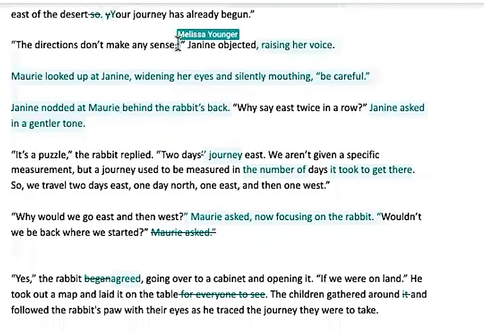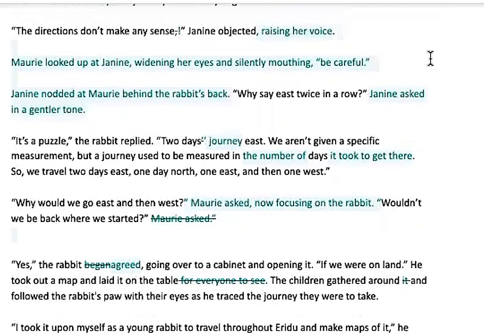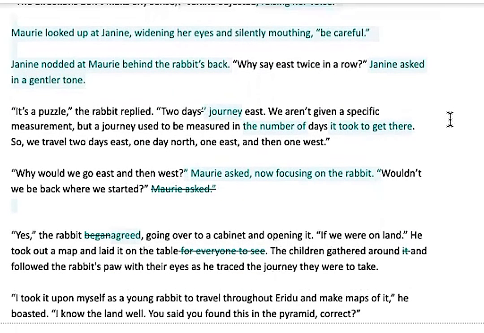Down here, I put in an exclamation point and I put "raising her voice" to put a little more emphasis on Janine's objection. Mari looked up at Janine, widening her eyes and silently mouthing, "Be careful." I might end up changing this again because I don't really like that wording there. I just wanted to add some more about this secret communication between the siblings. While the bad guy is doing his thing, Janine and Mari are trying to communicate about the situation. Well, especially Mari. She's very concerned because her siblings don't seem to understand the danger that they're in as she does, because she was the one who was almost killed by this guy last time.